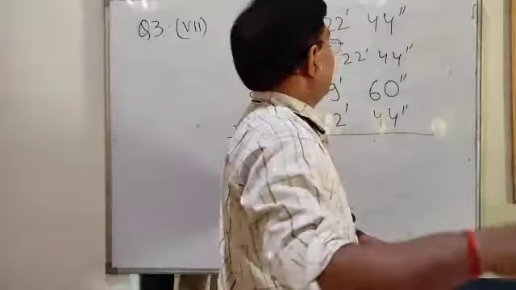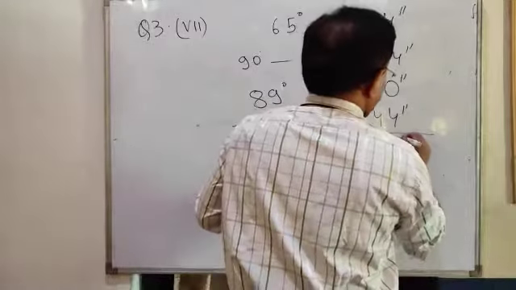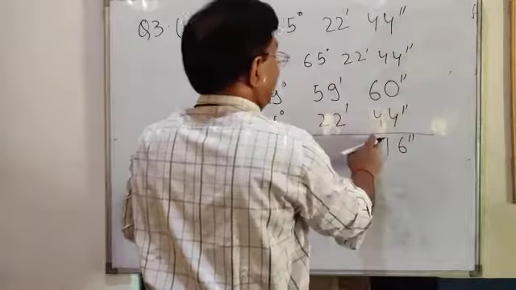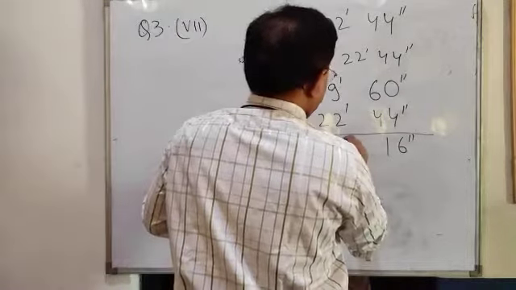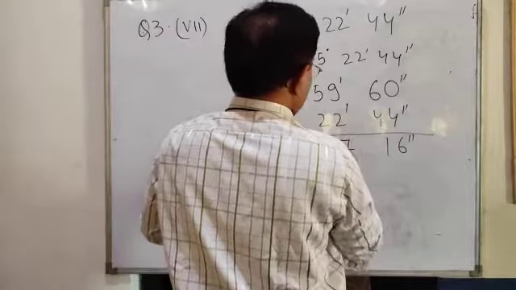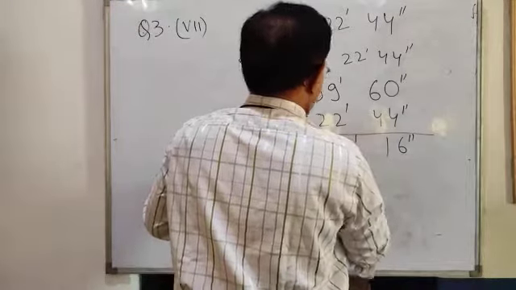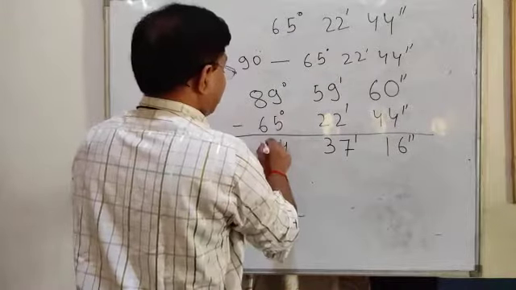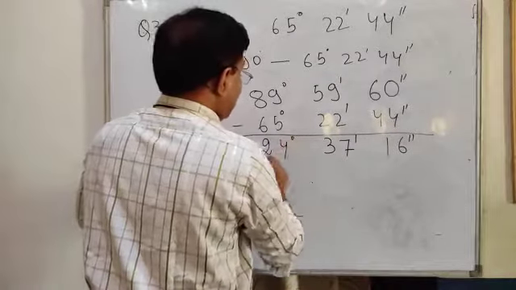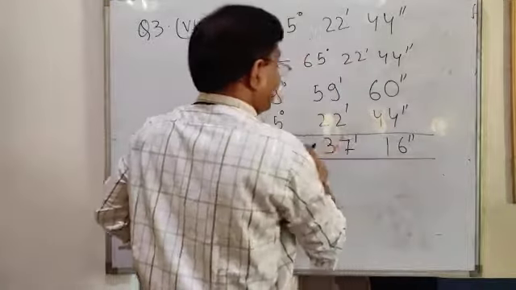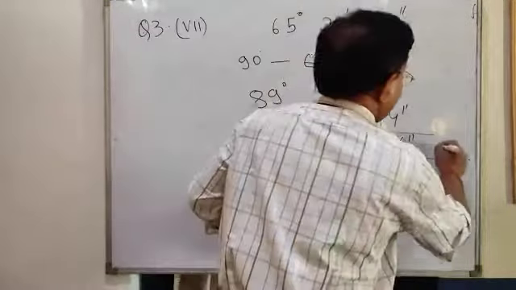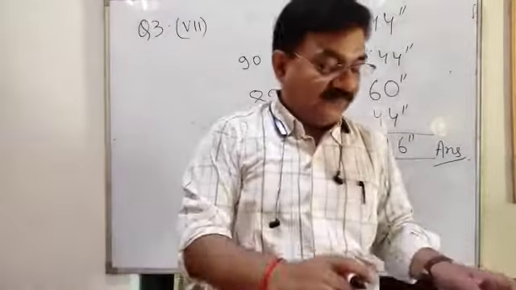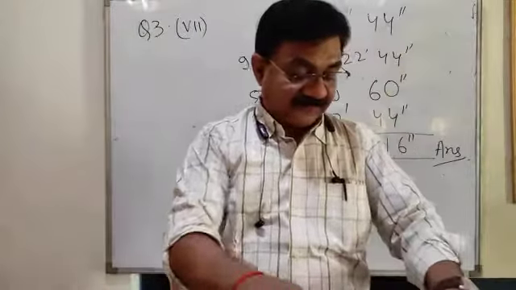See here. 10 minus 4, 6. And 5 minus 4, 1. So 16 seconds. 9 minus 2, 7. And 5 minus 2, 3. 37 minutes. 9 minus 5, 4. 8 minus 6, 2. So the answer will be 24 degrees, 37 minutes, 16 seconds. So dear children, I am sure you will be able to find such type of question.